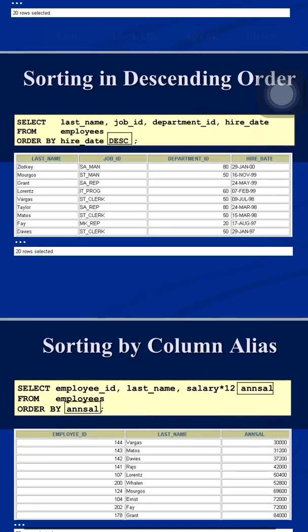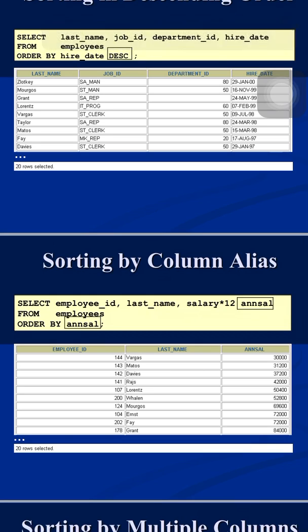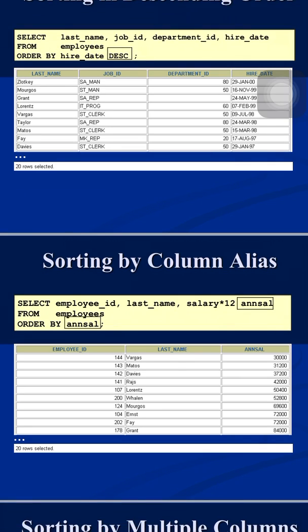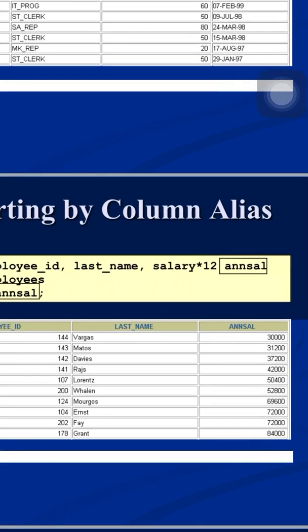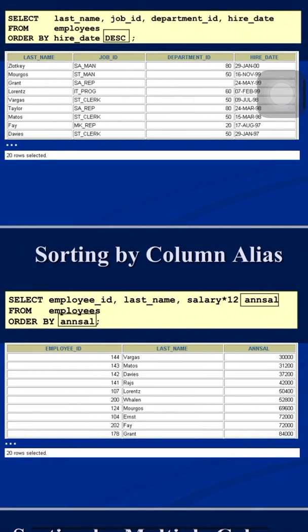You can also do sorting with the help of column aliases. We have studied column aliases in the first chapter, right? So here salary multiplied by 12, I have given a column alias in the form of ANNSAL. So I am using that ANNSAL for ordering purpose. So based on annual salary, the ordering has been done, and by default it is ascending. So you can see the data is represented in the ascending format.